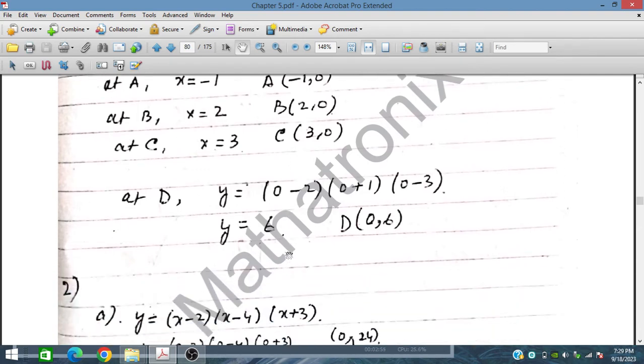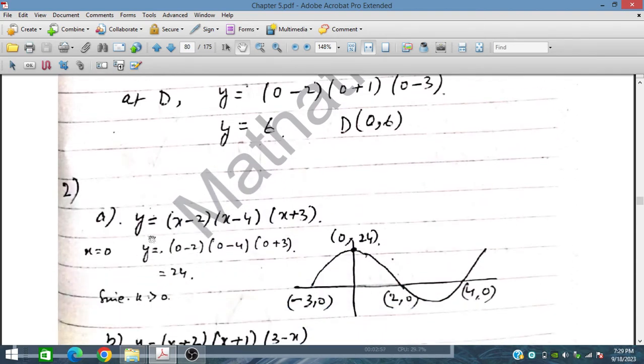And in question number 2, we are given this polynomial and we have to draw the curve. This is question A, and here we see that the x cubed term is positive, if we multiply this out and expand it. So the curve will be drawn like this.